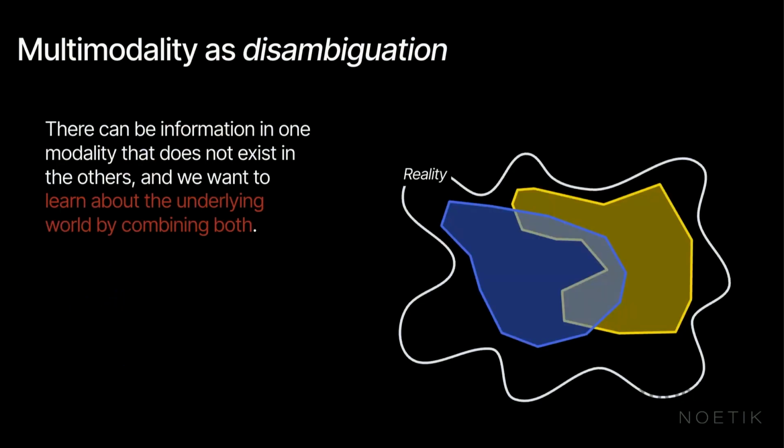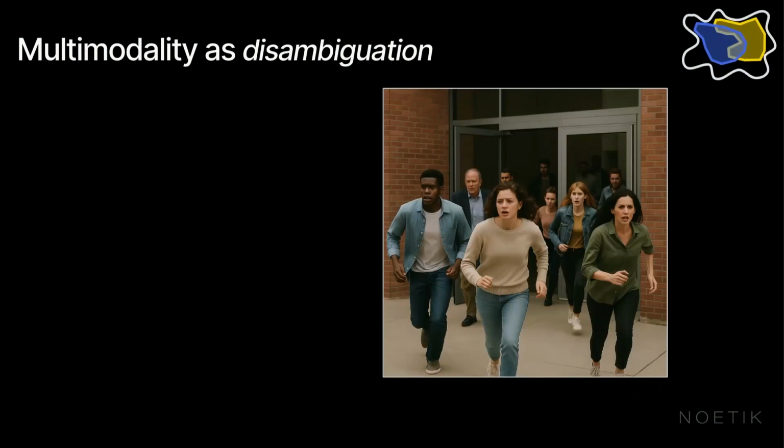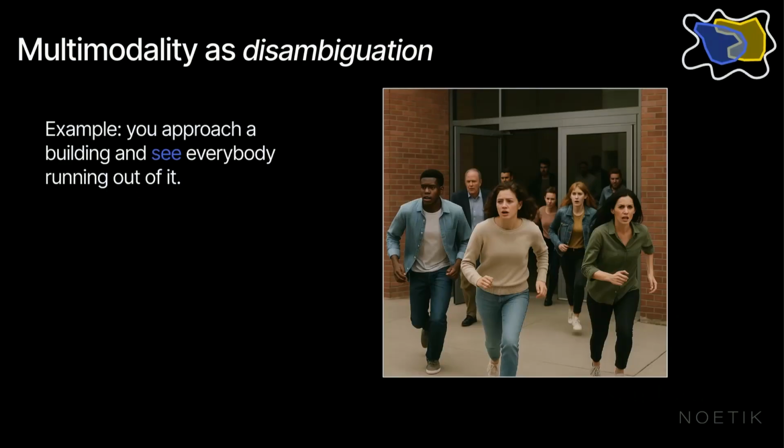And when I talk about disambiguation, what I mean is that you need to piece together information that is only going to be available in one modality or another. So for example, let's say you're approaching this building and you see everyone sprinting out of it. Now, there's some ambiguity here. There are actually many reasons why people could be running out of the building.